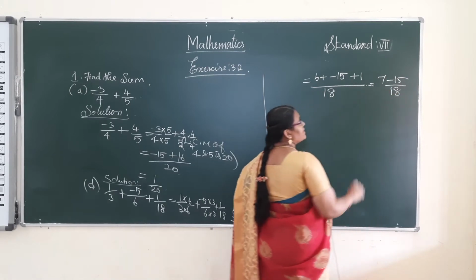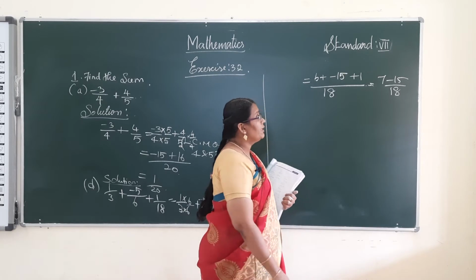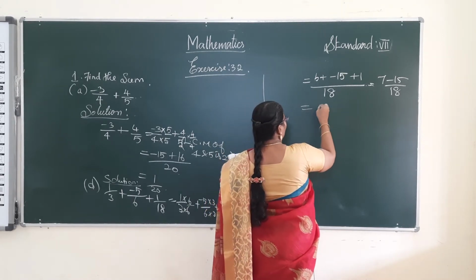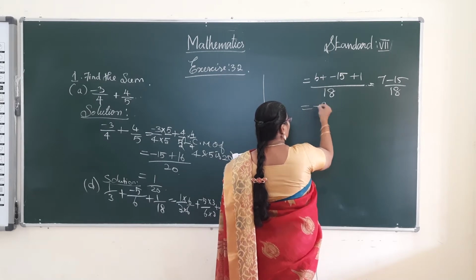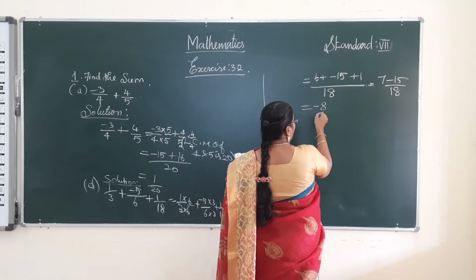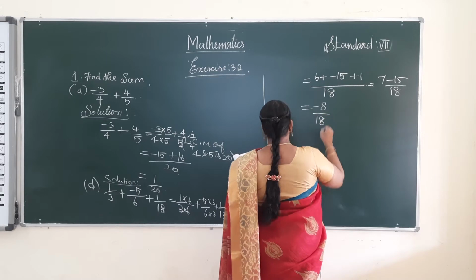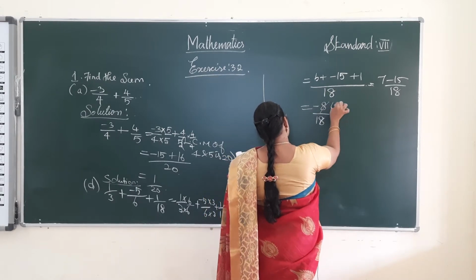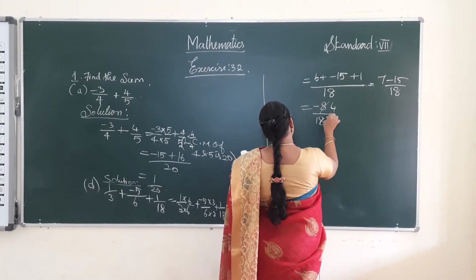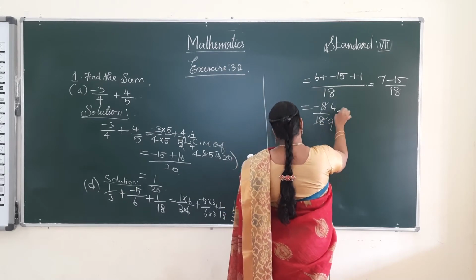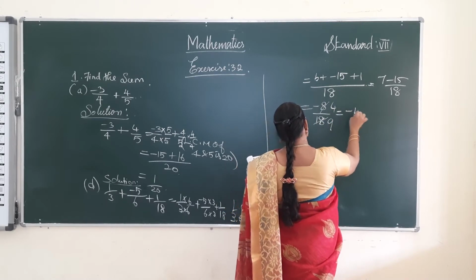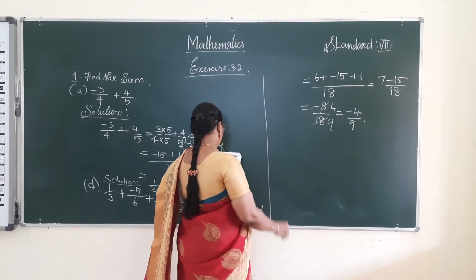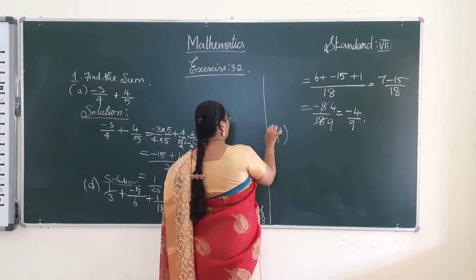So two different signs will come. What do we do? Subtract and put the greater number's sign. Subtract: 15 minus 7 is 8. The greater number's sign is negative. So minus 8 by 18. It cancels in the 2 table: 2 4s are 8, 2 9s are 18. So the answer is minus 4 by 9. Okay, and next problem, F.